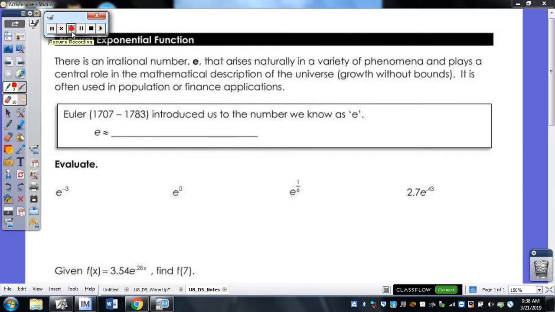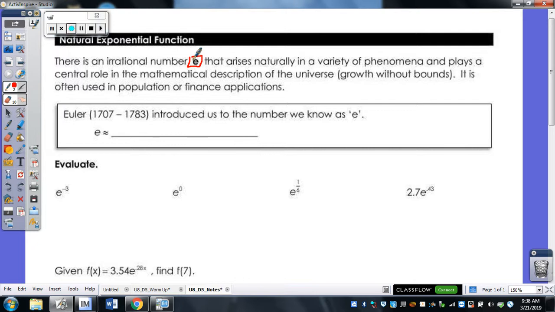So we have what we call a natural exponential function. It's an irrational number, which we refer to as the letter e. And it just arises naturally in a variety of phenomena and plays a central role in the mathematical description of the universe. It's in the topic that's referred to as growth without bounds. So it is often used in population problems, which have growth without bounds, and it's used in finance applications a lot. It's what we use to refer to continuous compounding. So for finance, it would be interest compounded continuously. It's always being done.